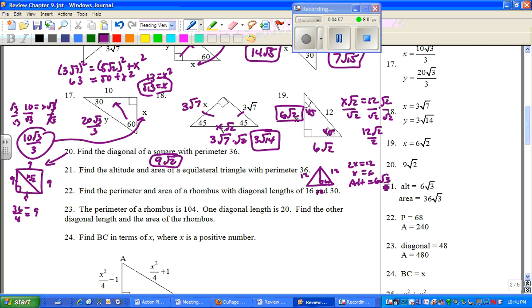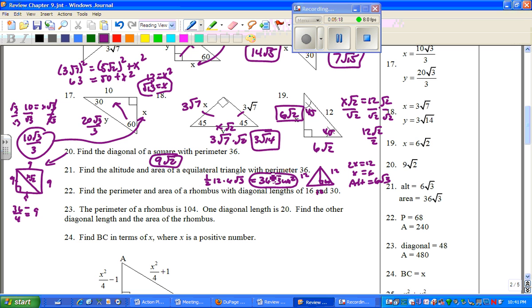And then we want the area. Well, the area is base times height, half of it. So we get half of 12 times 6 root 3, and half of this ends up being 36 root 3 units squared for the area.